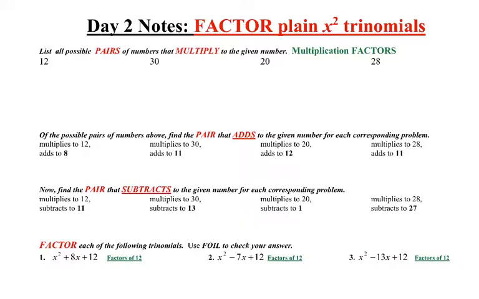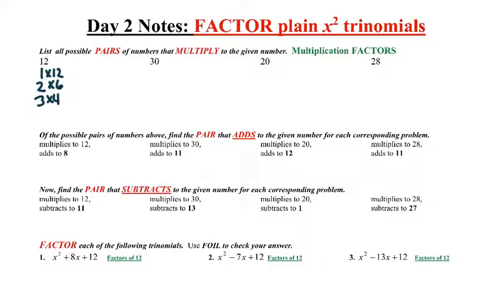Now we're going to actually start factoring. We have done this before, and it's all based off your multiplication tables, right? So back to listing pairs of numbers that multiply to a certain number. What are all pairs of numbers that multiply to 12? 1 times 12, 2 times 6, 3 times 4. That should not be hard for you.